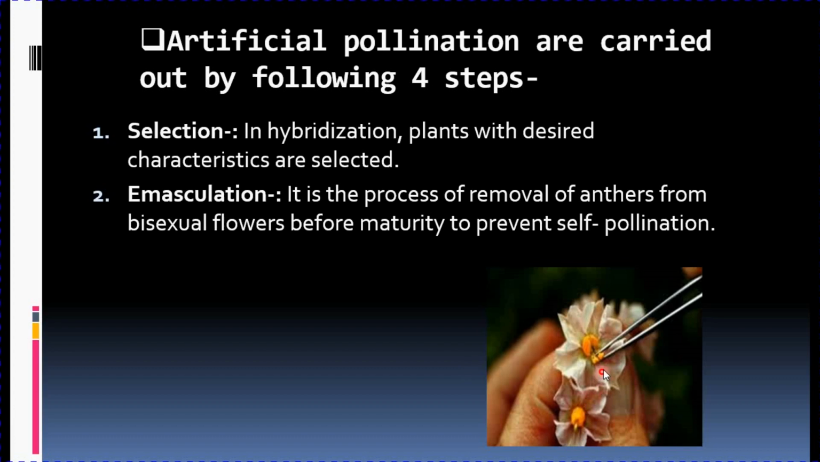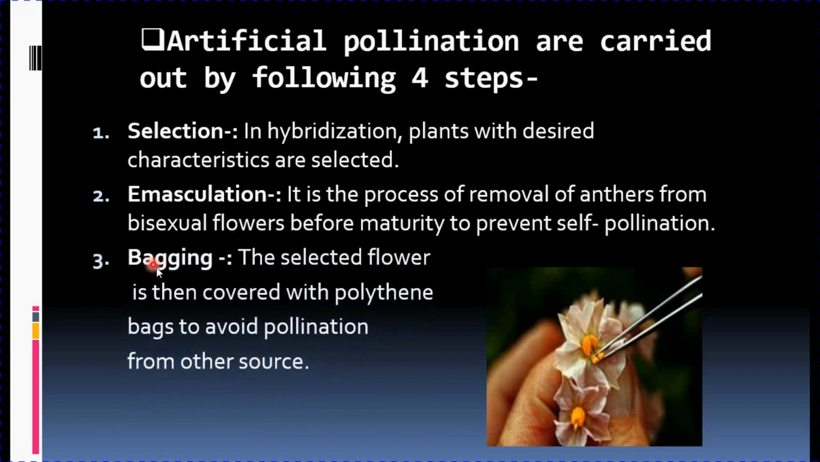So during emasculation what happens? These anthers are removed and the stigma is left. All the anthers are removed, but before maturation, as soon as in the bud condition itself, the anthers are removed. And this process is known as emasculation.